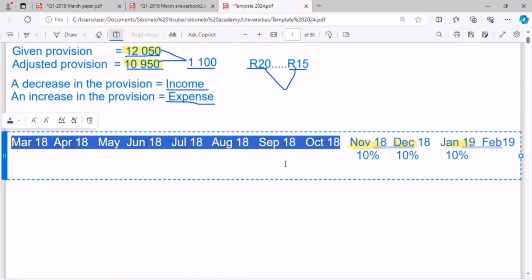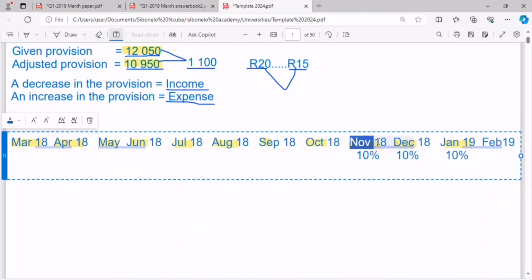So now we can see that before November, there was no increase in the rent income. So for how many months? From March to October. So that is 1, 2, 3, 4, 5, 6, 7, 8. So for 8 months, there was no increase. So the increase started on the 1st of November. So before November, there was no increase. So now let us solve this, guys.